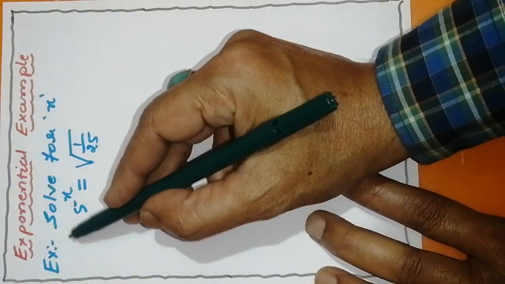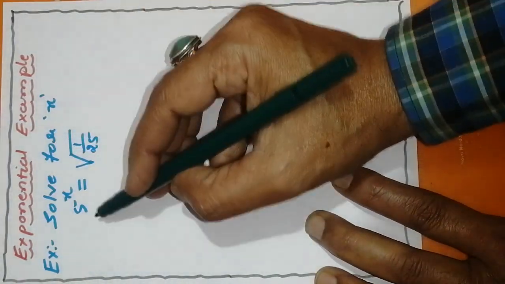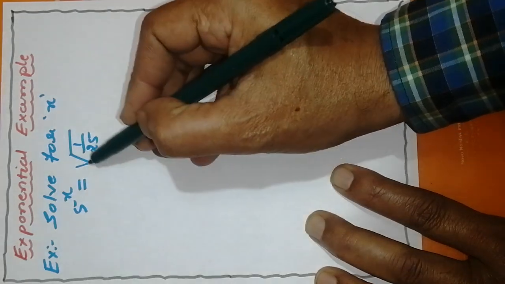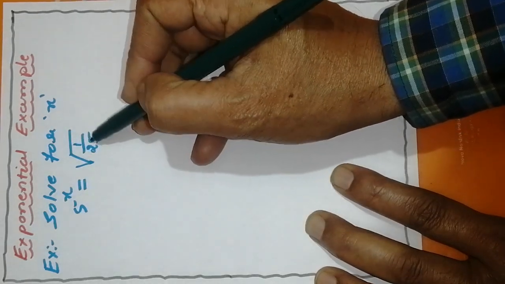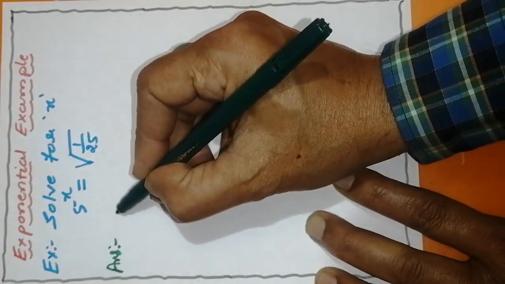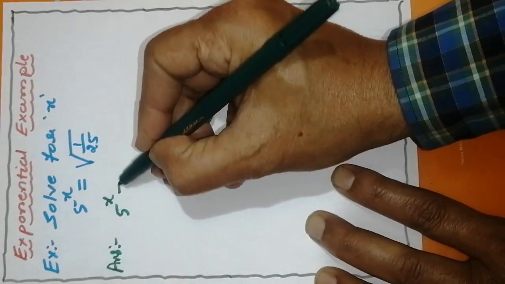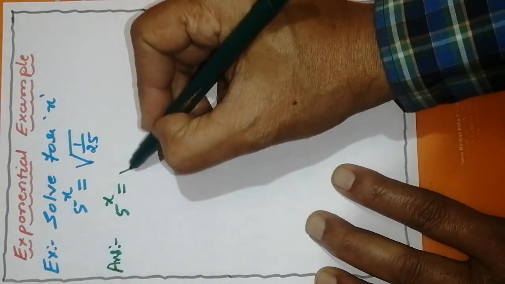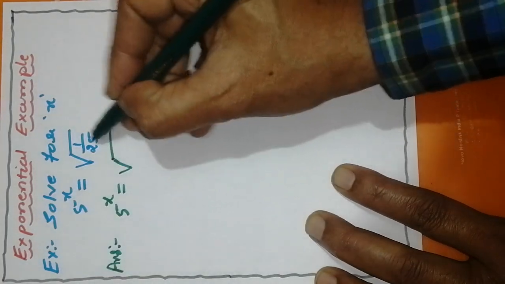Exponential examples. Solve for x. 5 raised to x is equal to square root of 1 by 25. Answer: 5 raised to x is equal to square root of 1 by 25.